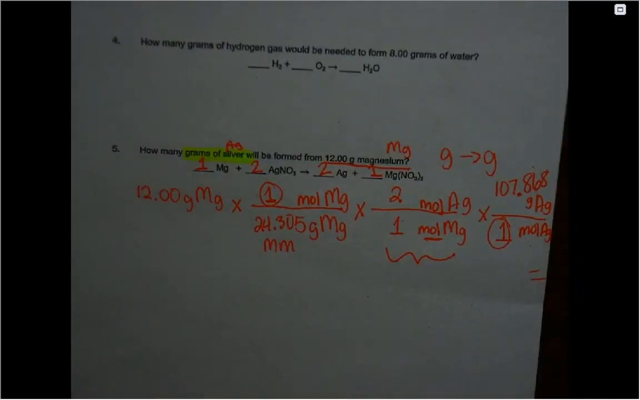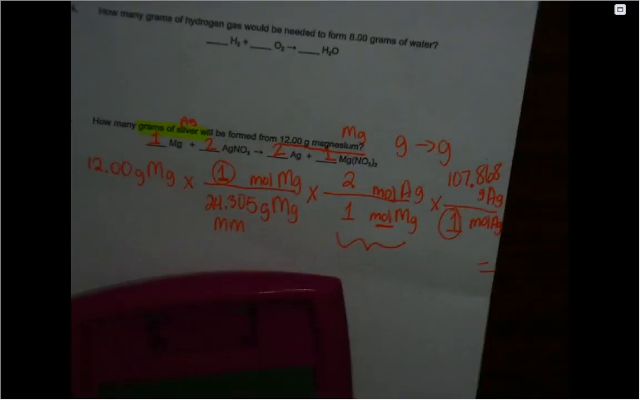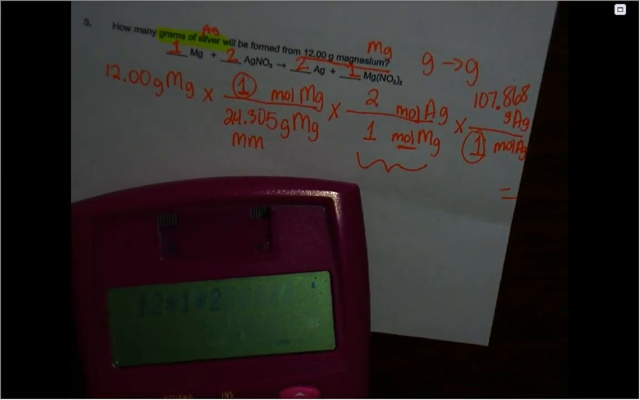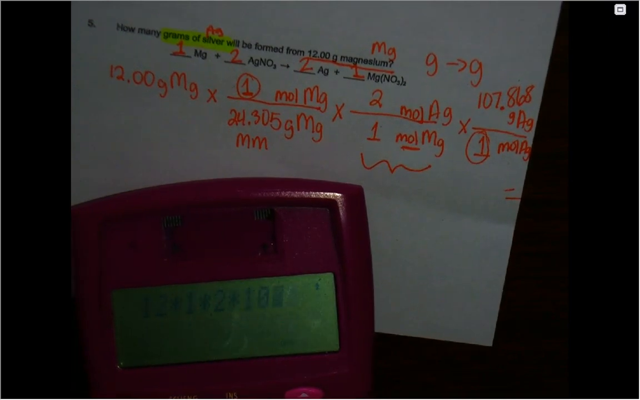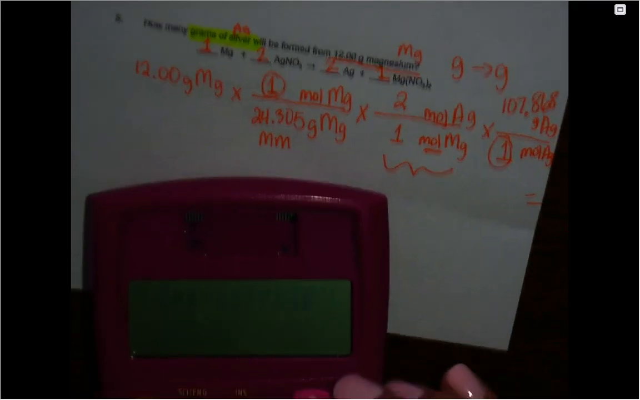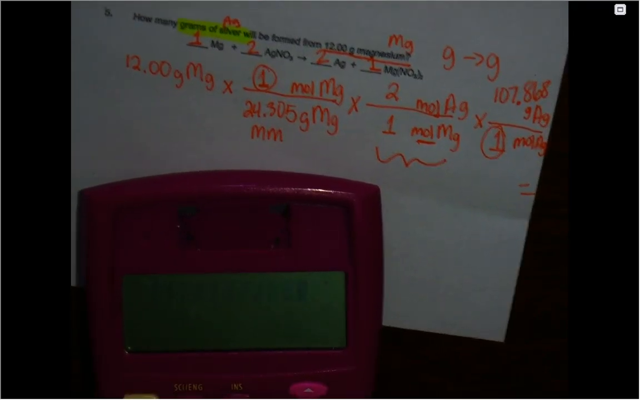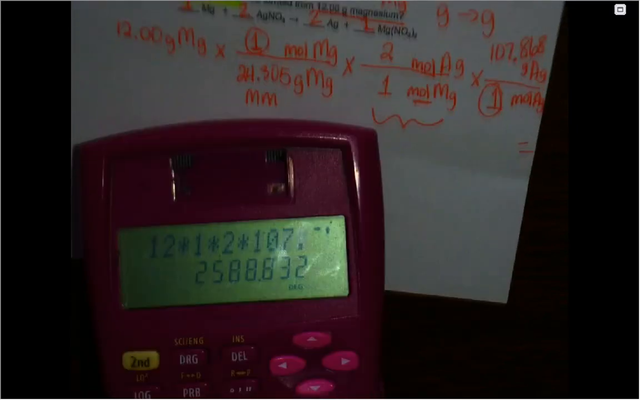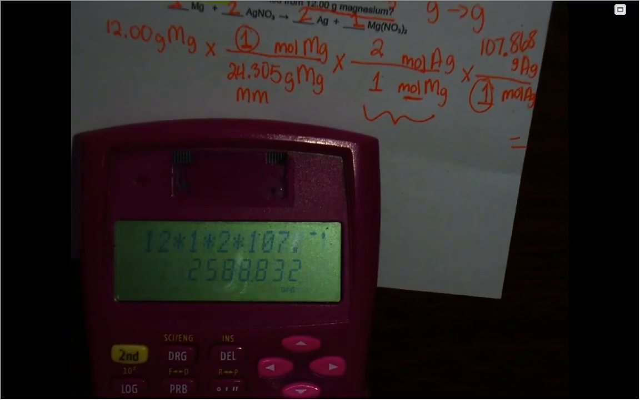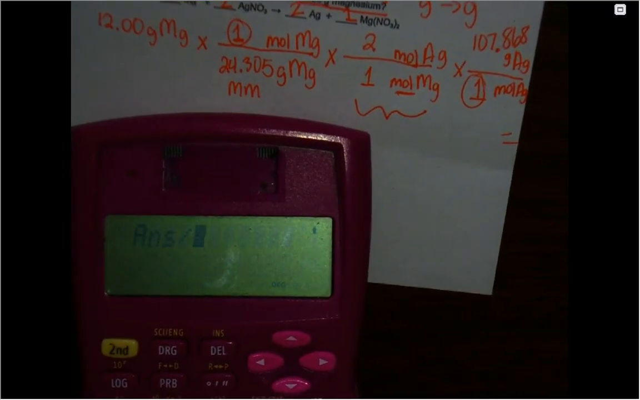So I would look at this and I would do all the stuff across the top. So I would do 12 times 1, times 2, times 107.868. Once I got to that, 107.868, I would push enter and I would have this large number, right? At that point, I'm going to push divide. So you can do that on your phone as well.